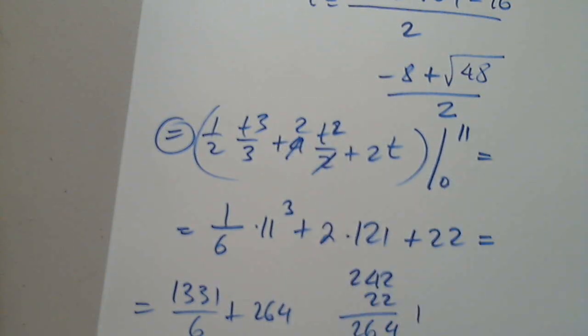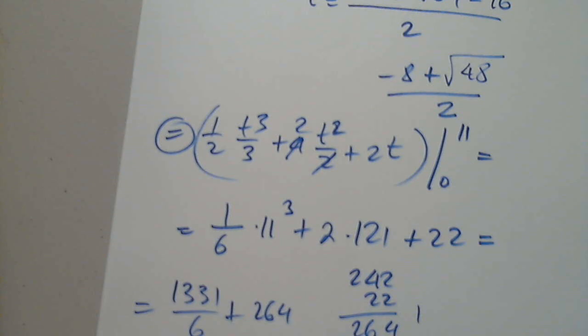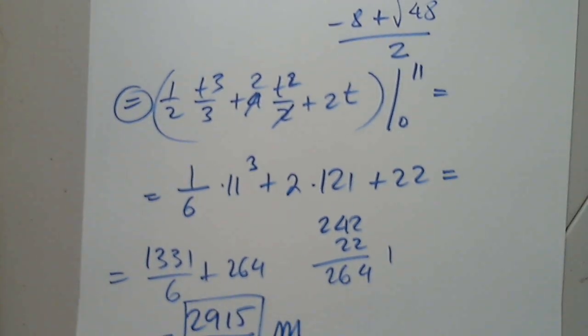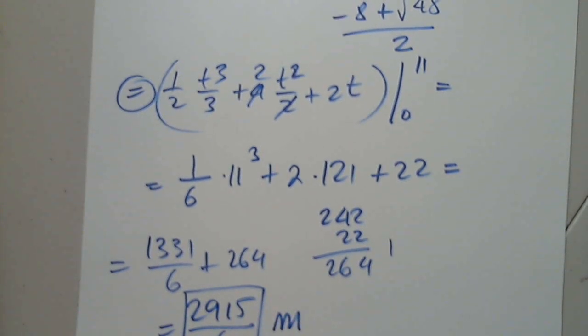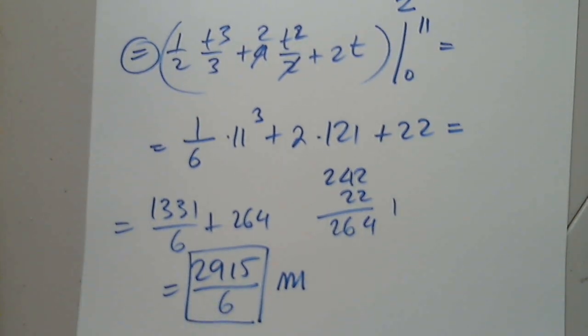If they want an approximation, I don't know, you didn't read that part. I don't believe, no, it just says find the distance traveled during the given time interval. Okay, when I click on it, a little box pops up: enter a fraction, integer, or exact decimal, do not approximate. So 2915 over 6. That's the total distance in meters.